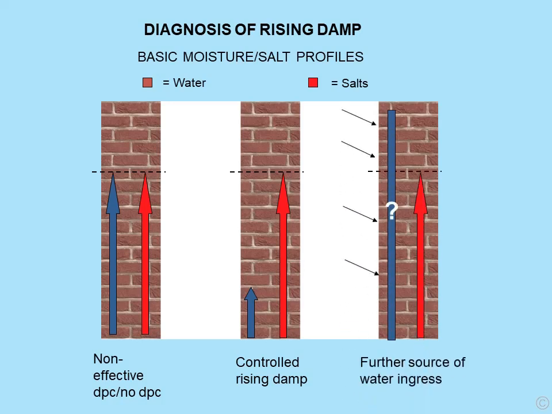Finally, the third one is we can see that we had rising damp, as indicated by the presence and distribution of salts. However, there is water going much higher than the level of salts. This simply indicates a further source of water ingress, in which case you cannot tell how any damp-proof course, if installed, is performing, because one doesn't know how much water at the lower levels of the wall is due to continued rising damp or water penetration.